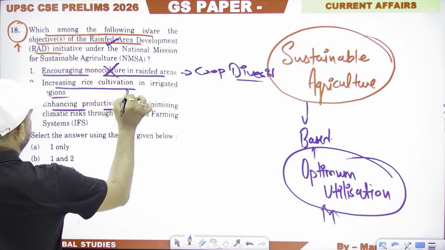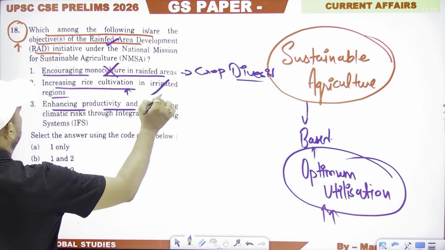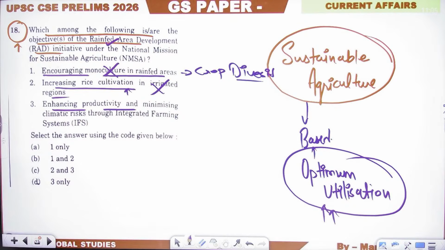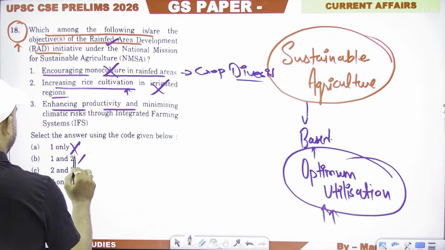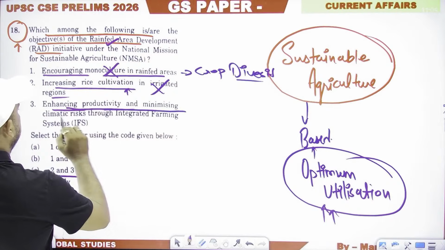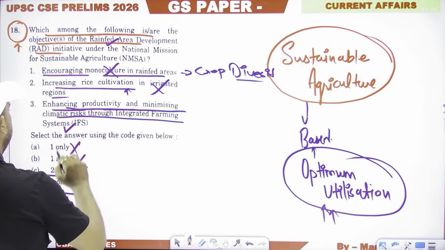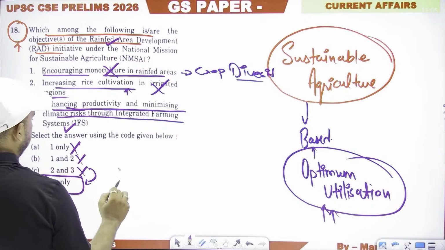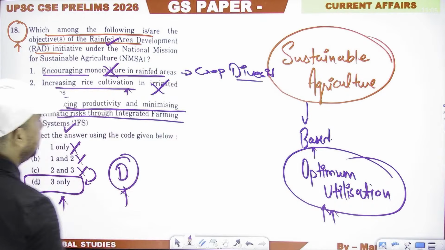Secondly, increasing rice cultivation in irrigated region. No, they are promoting increasing rice cultivation in the rain-fed areas. So the second is also incorrect. So first and second are incorrect, and we got the right answer: 3 only. Enhancing productivity and minimizing climatic risk through integrated farming system. That's why the third statement is correct. To go with the D option. So D is the right answer.